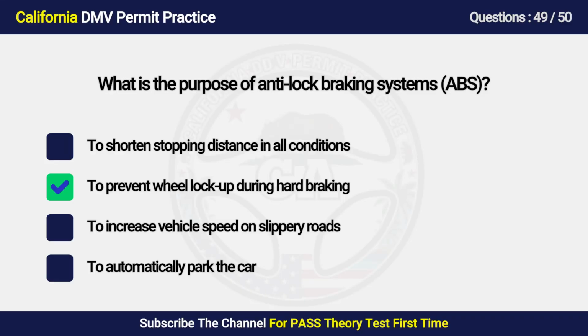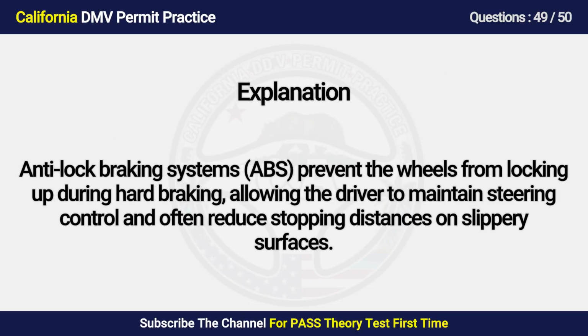Answer is B. To prevent wheel lockup during hard braking. ABS braking systems prevent the wheels from locking up during hard braking, allowing the driver to maintain steering control and often reduce stopping distances on slippery surfaces.